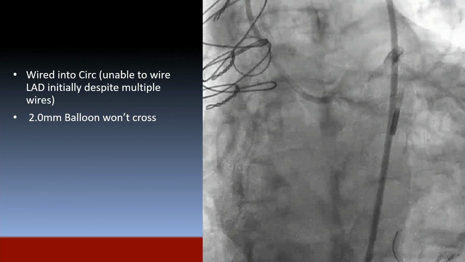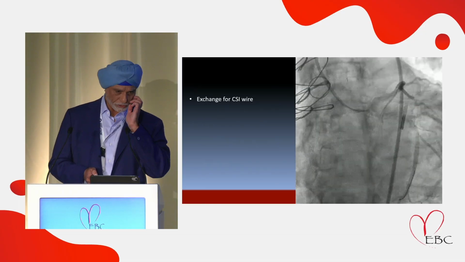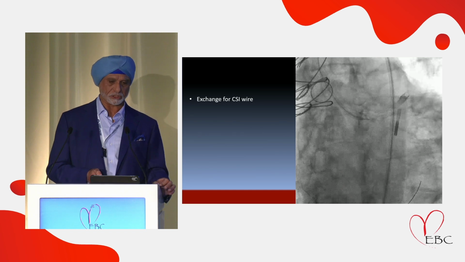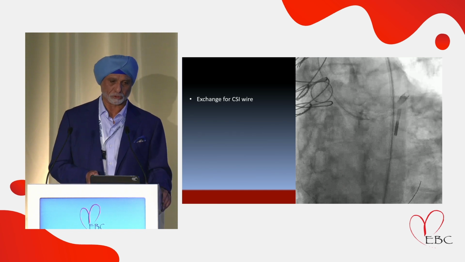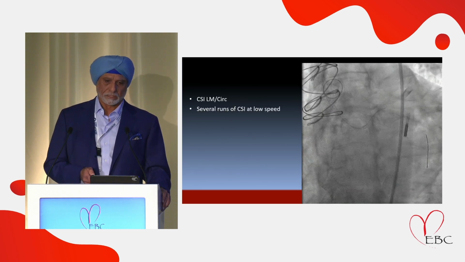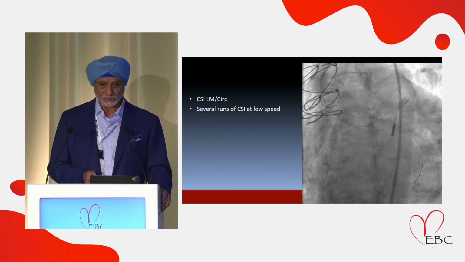And the balloon wouldn't cross. So we actually did CSI into the circumflex, pulled that wire. It's very difficult. It was such a resistant lesion. I didn't know where the lesion was, actually. It was so resistant, nothing would cross. And then I was able to then see the CSI won't go, and I'm pushing, and you're not supposed to push, but we are. There's no other option.